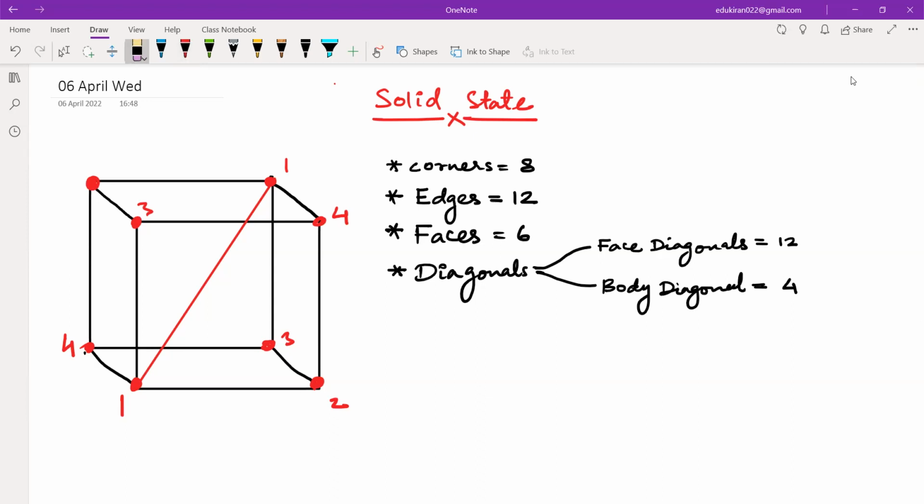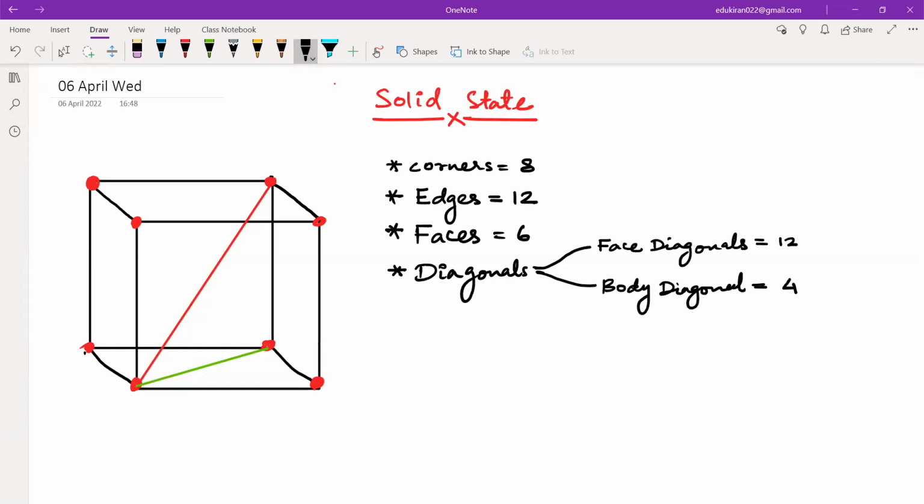Now let us look at the length of these. Please don't write anything. I will give you time to write. Right now just listen, don't write anything. And let me also make a face diagonal here. If you join these two corners, this is going to be face diagonal.